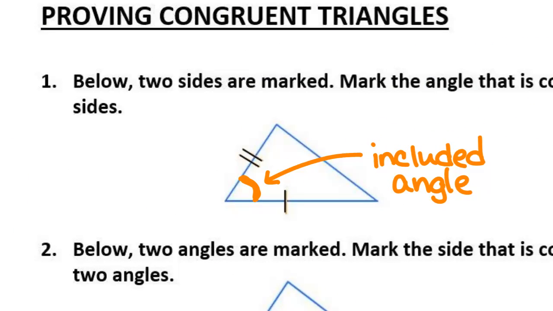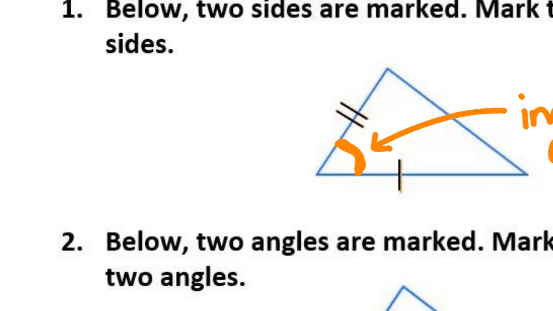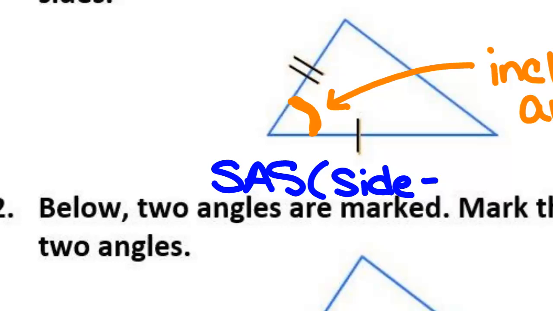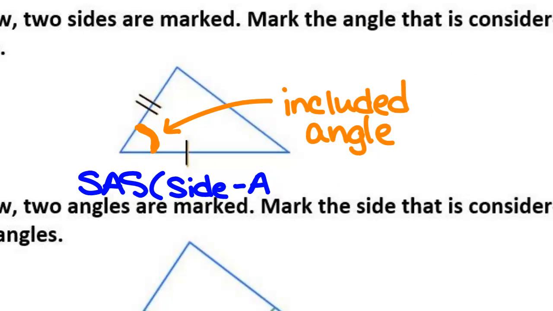When we have a situation like this where I have two sides and the angle in between them, the included angle marked, we call this side angle side, which we abbreviate as SAS. Stands for side, angle, side.